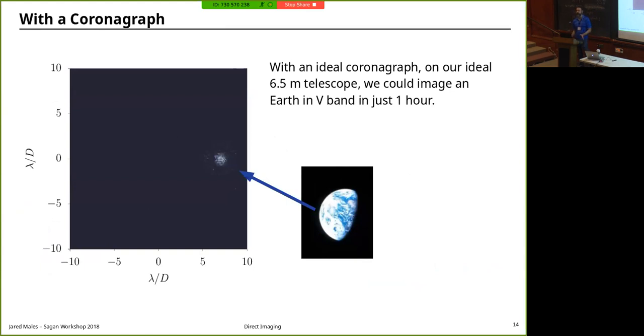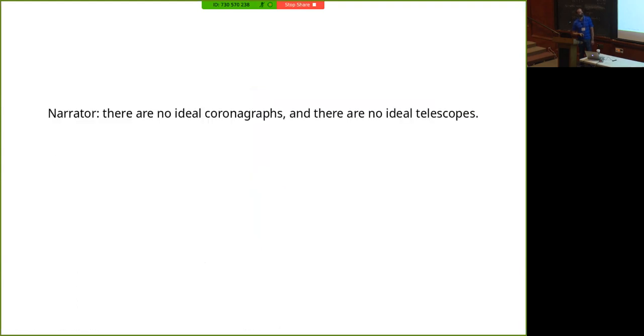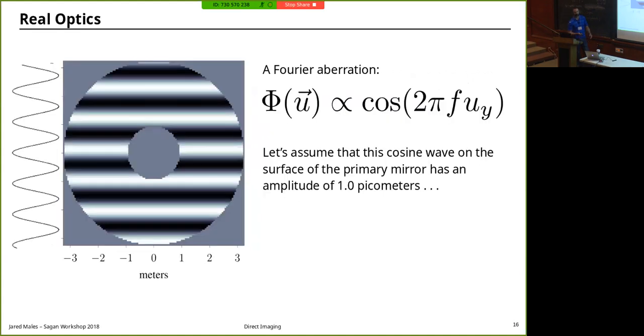If you got rid of the starlight, this is easy. This is a 1 hour exposure in V band. And so this is an important thing to keep in the back of your mind, that this isn't actually impossible from first principles. We can see Earth at 10 parsecs. So this is the point in a TV show where the narrator says it wasn't an ideal coronagraph and it wasn't an ideal telescope. So moving on in the episode, the real problem is we have real optics.